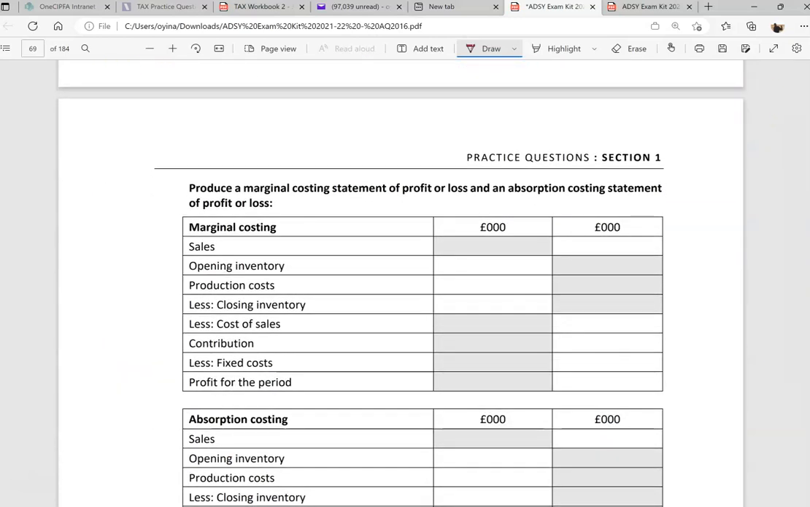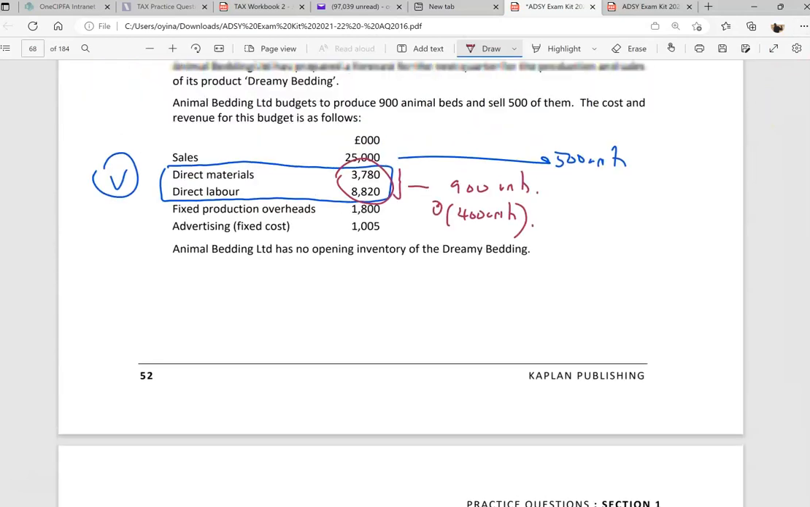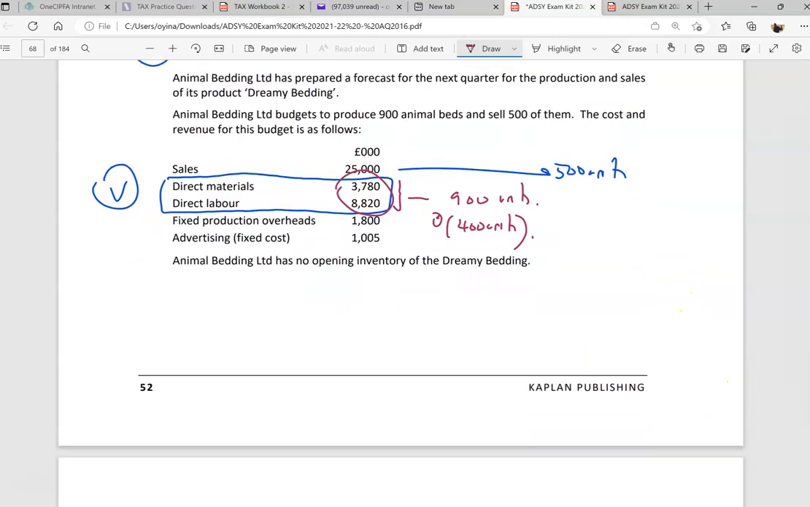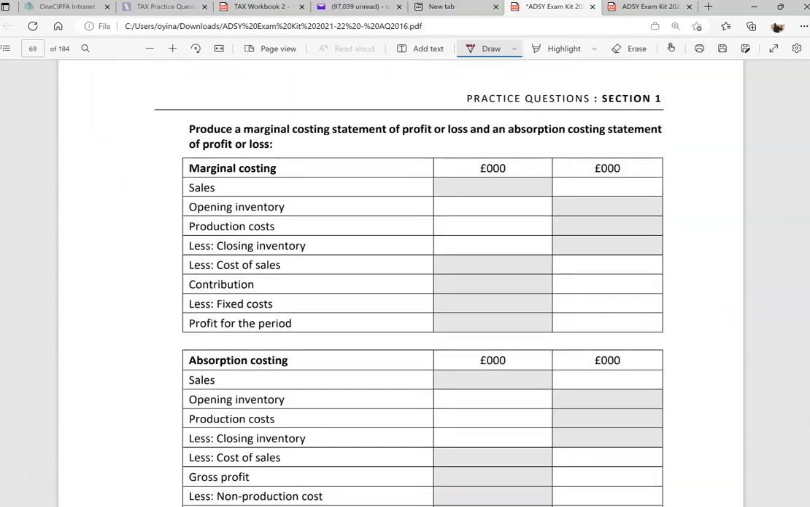And so your sales figure, of course, is as given, 25 million. You don't have any opening inventory, as the question says. And then your production costs, let's add those two things together. That was 3780 and 8820, which gave you 12,600. So you have 12,600 as your production costs.